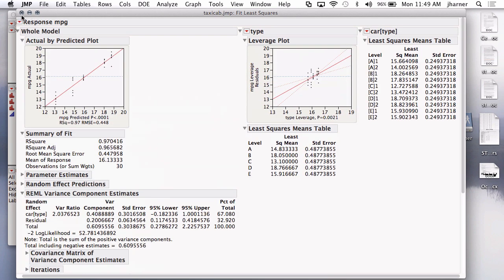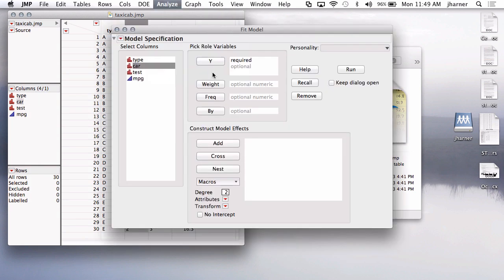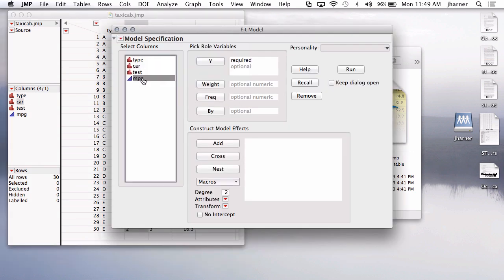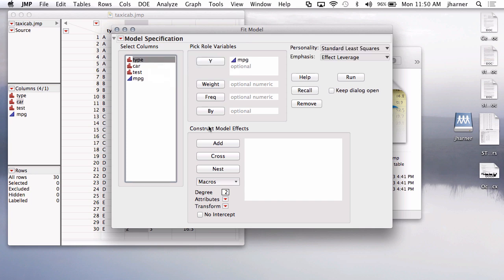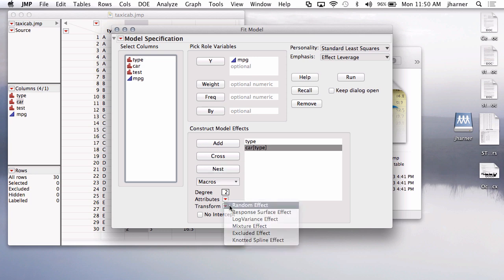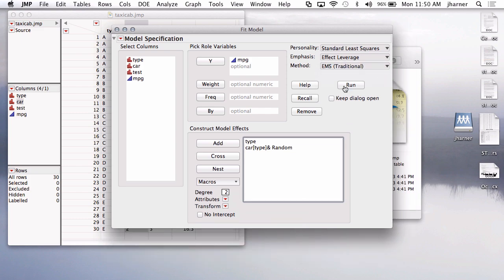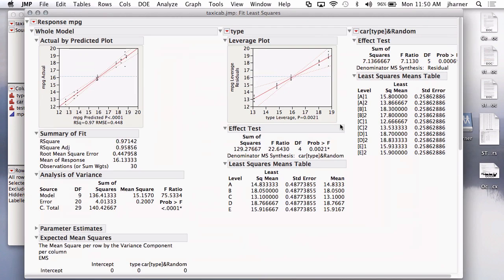Now, if you do this, I should have saved the dialogue, so I'm going to do it quickly again. It's a good idea to know how to use JMP, and SAS actually works in a similar way. So I'm back to where I was, except this time I'm going to do the traditional one just to see. I'm going to keep this dialog open.